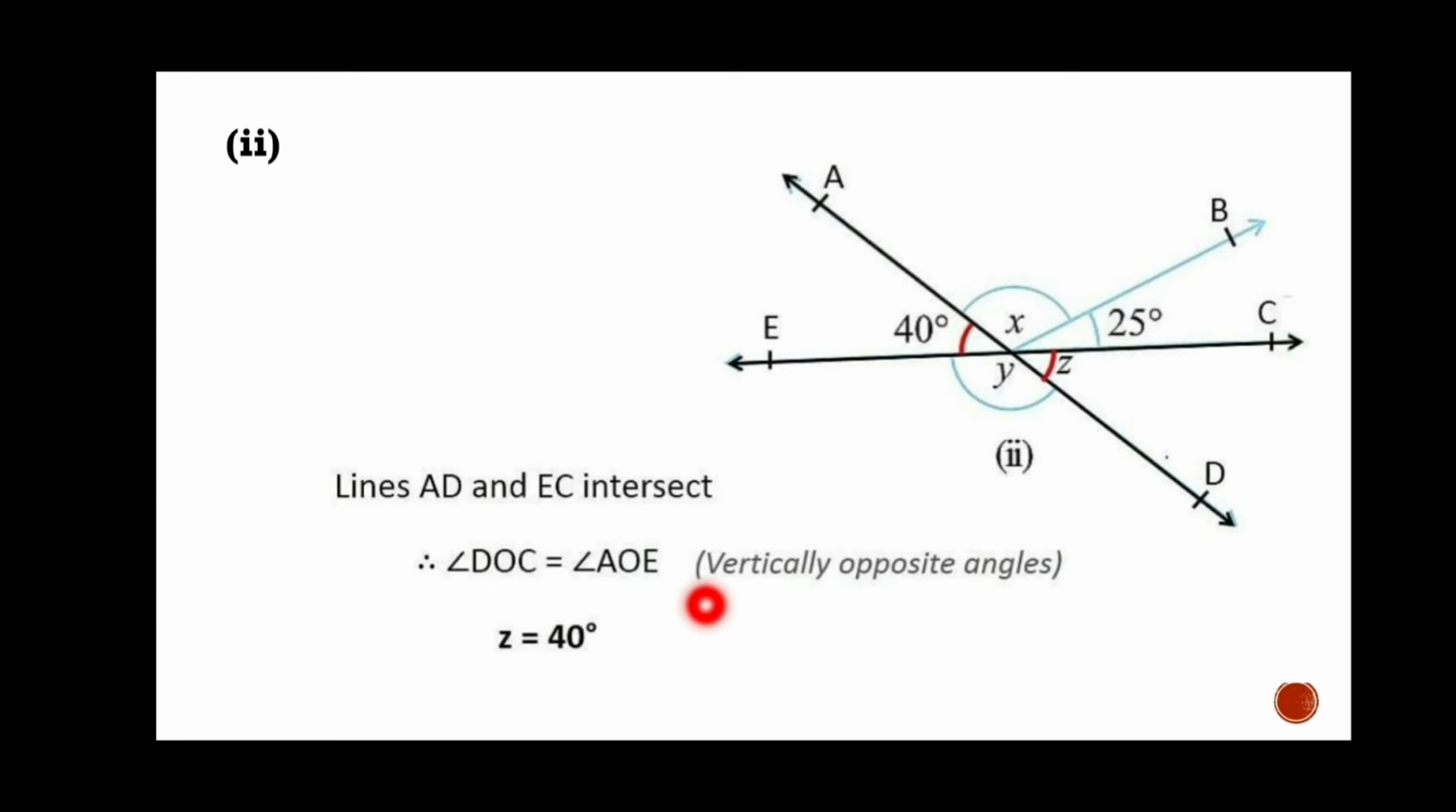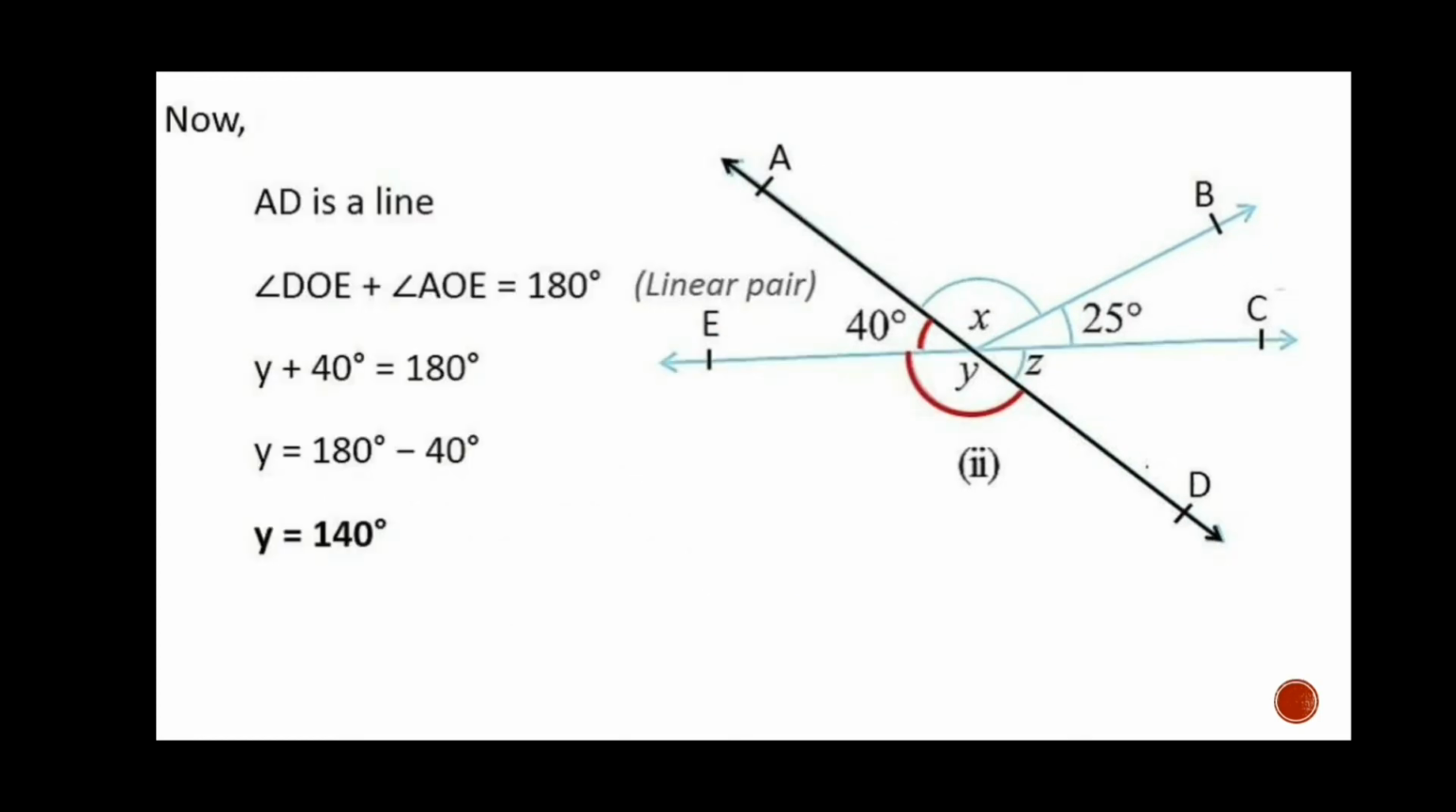Now from here we have found the value of z. Now we will find the other values x and y. Here you can see that AD is a line, and the 40 degree angle and angle y are making a linear pair, right? Because they both have a common vertex, a common side, and their non-common sides are opposite rays, together making an angle of 180 degree.